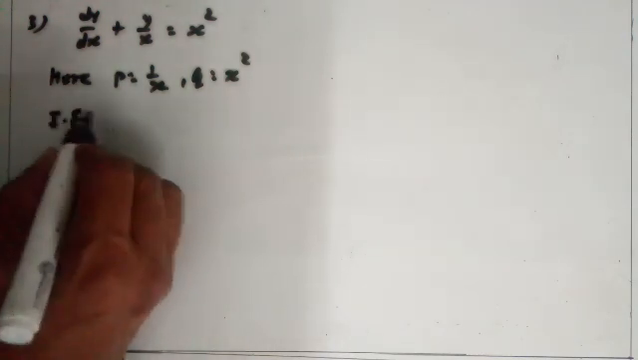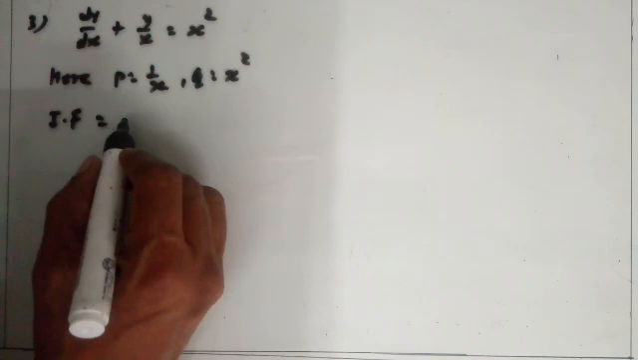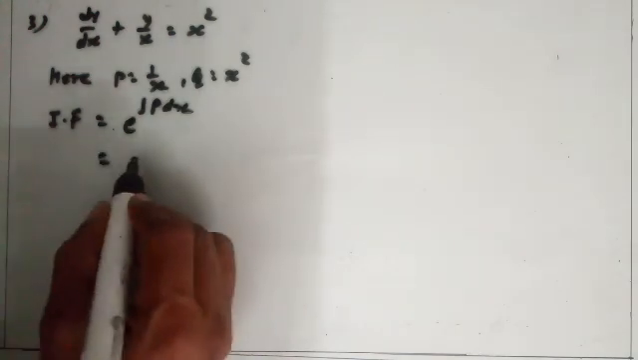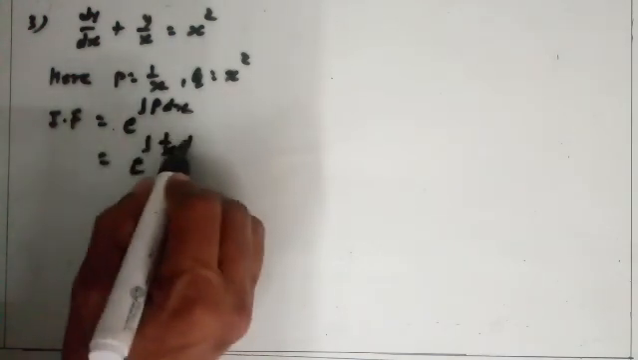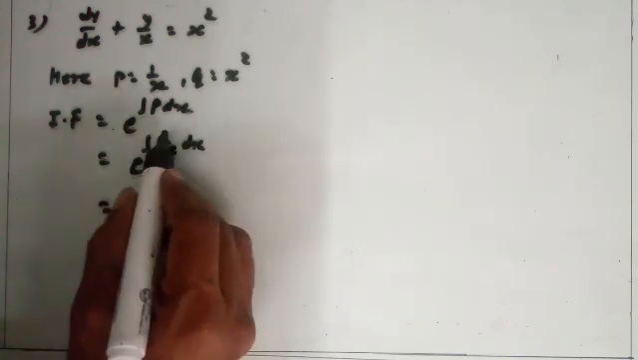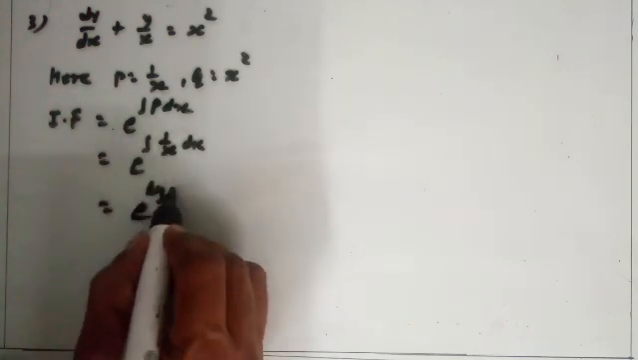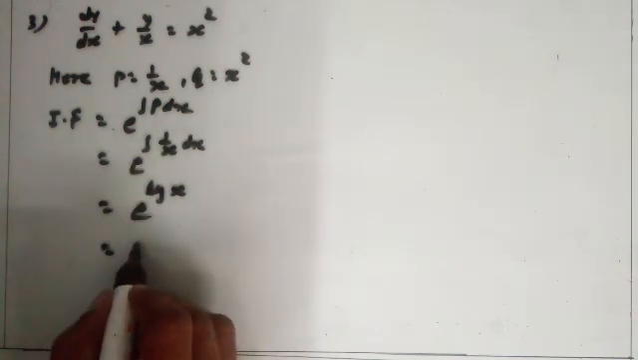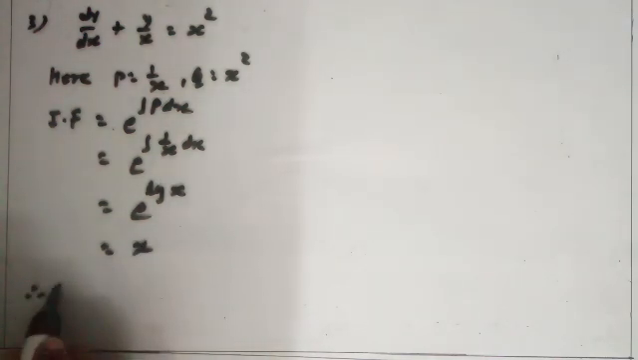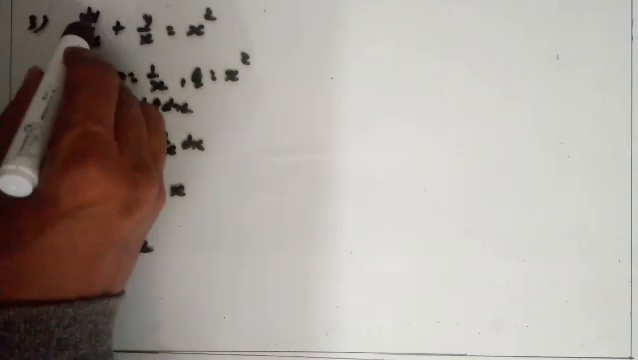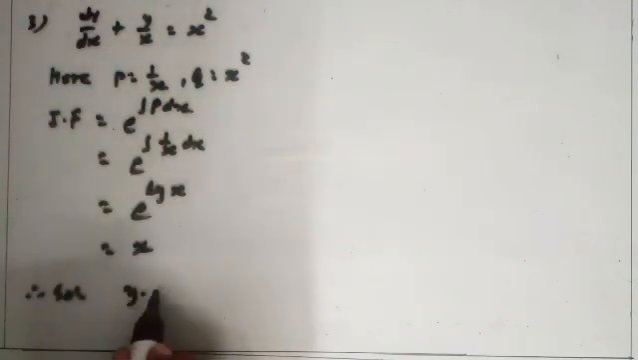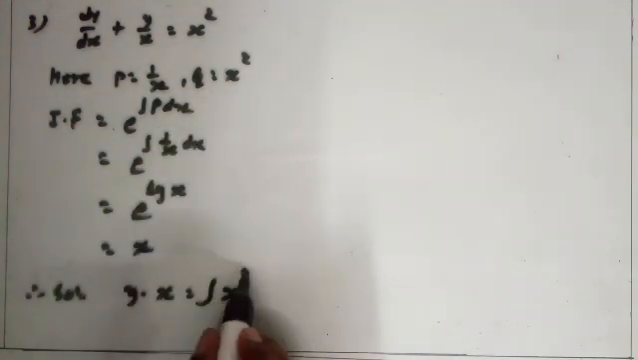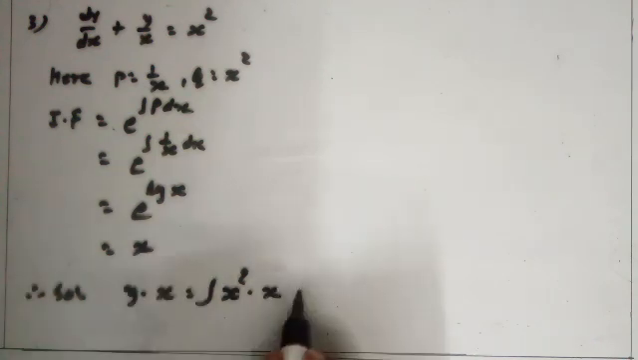Find the integrating factor (IF). We know that IF = e^(∫P dx). So IF = e^(∫1/x dx) = e^(log|x|). We know that e^(log x) with base e is equal to x. Therefore, the solution becomes y into IF, that is x, is equal to ∫Q into IF, that is x² into x dx, plus c.